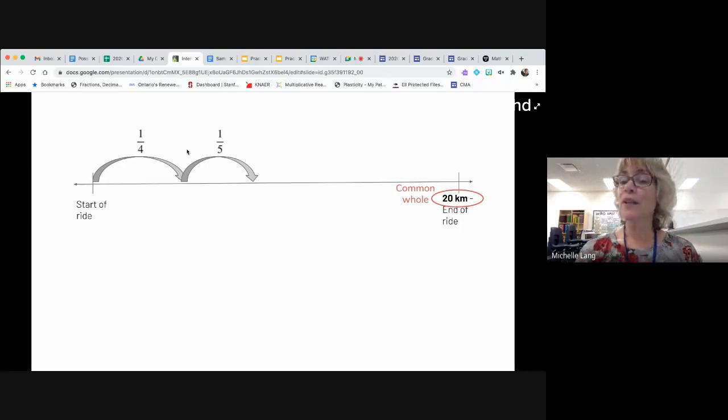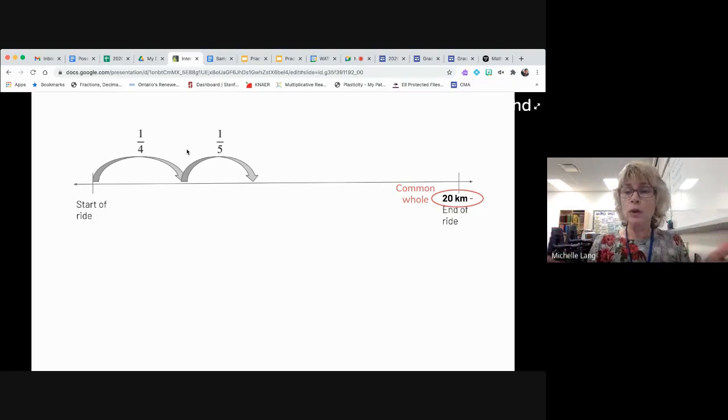So if my common whole is 20 kilometers, and hopefully the bike helped you to figure out that it was 20 and not something else, I know that before my first break, I went 1/4 of the way. And after my first break before lunch, I went another 1/5. So first of all, I want to note that the context really lends itself to the number line. If I had been talking about cookies or sharing a cake, it wouldn't lend itself to a number line. So the whole point here was to give a context that lends itself to that double number line.